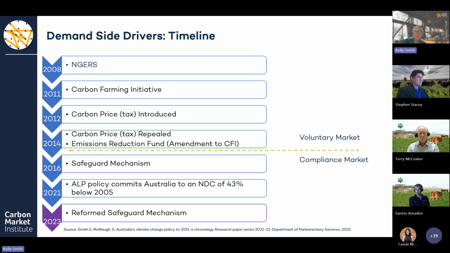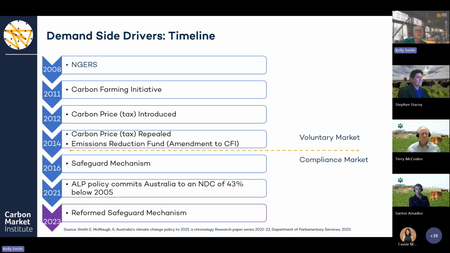The NGERS calculations cover Scope 1 and Scope 2 emissions for most greenhouse gas generating activities. Interestingly, it doesn't cover agricultural practices like Santos mentioned before. So there's nothing about cows burping or farting in NGERS to help us out.